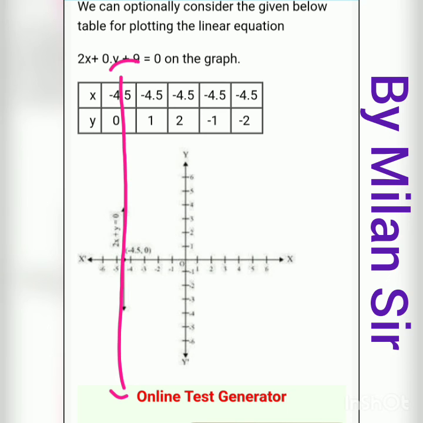If our y coordinate is constant, then our line is parallel with the x-axis. If our x coordinate is constant, then our line is parallel with the y-axis. Okay, so in this way we can represent a linear equation in one variable and two variables.